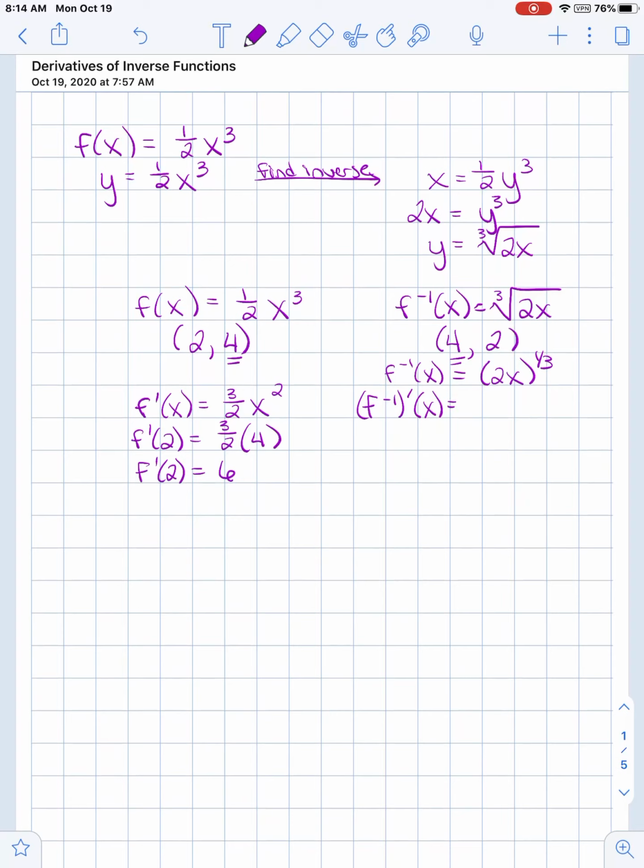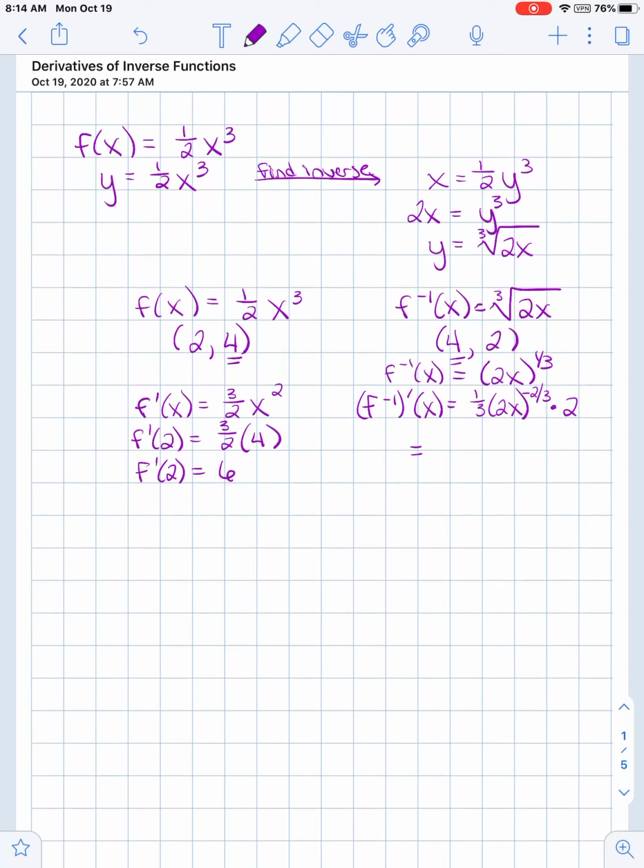Okay, I'm going to use the chain rule, so I'll bring the 1/3 out in front without changing what's inside, subtract 1 from the exponent, and then multiply by 2. Let's simplify that a little bit. Now I want you to listen carefully to this part because you will be doing all of this without a calculator, and that 2/3 power can be done in several different ways.